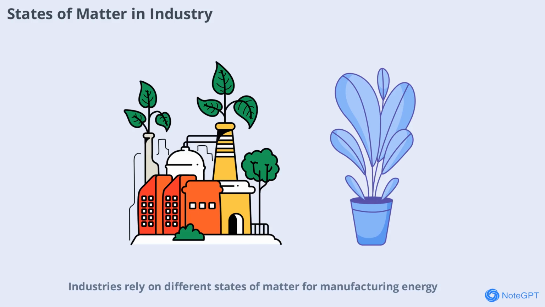Industries rely on different states of matter for manufacturing, energy, and transportation. Factories melt metals, use gases for welding, and rely on liquids for cooling and cleaning. Understanding how matter behaves helps industries run smoothly and safely.